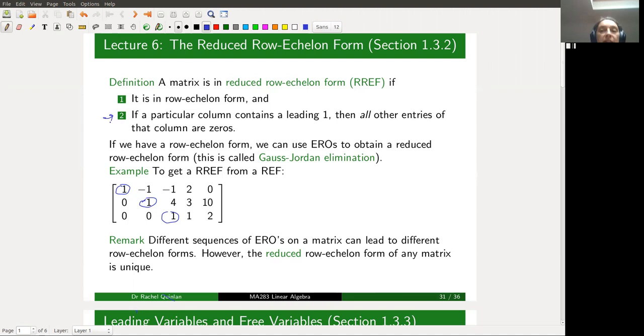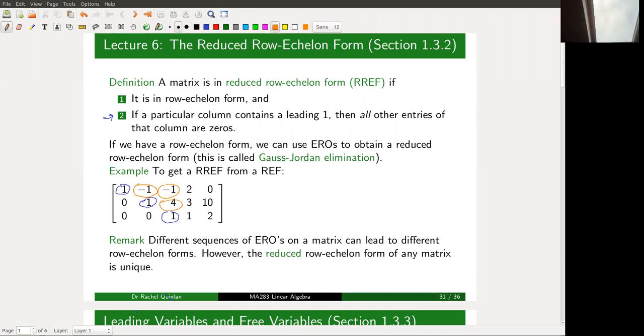And I guess the observation here is that if you come to a row echelon form, as in this example, then you might observe at that stage that if I look at the entries above the leading ones in this example, so there are 3 of them, there's this one, there's that one, and there's that one, none of them are 0 currently.